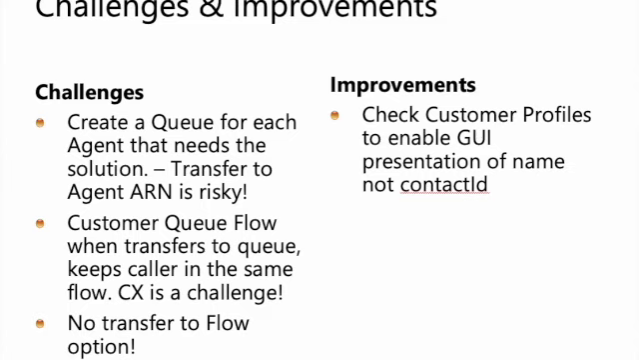Some of the improvements that we'll do in the next version of this is that we should use customer profiles. So rather than displaying a contact ID to the GUI, to the agent, if they've previously called and they're a customer profile, we can address them more by the business name or their last name. So let me show you the actual contact flows.